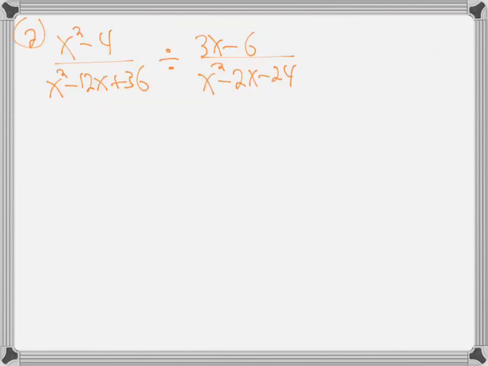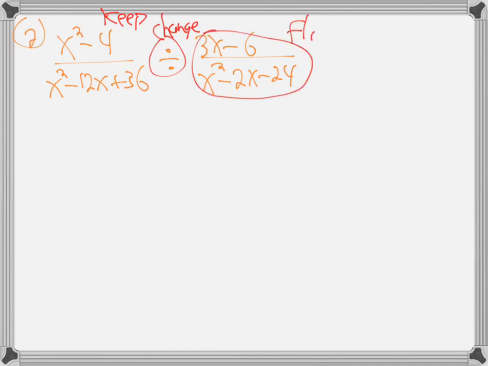Yeah, this is a division problem. Yeah. Keep, change, flip. Yeah. So you keep this one the same. Change the sign in the middle. And flip the one on the right. So you keep the first one, change the one in the middle, flip the one on the right. You flip the one on the right upside down, make multiplication.